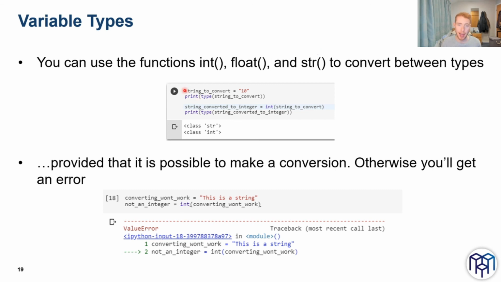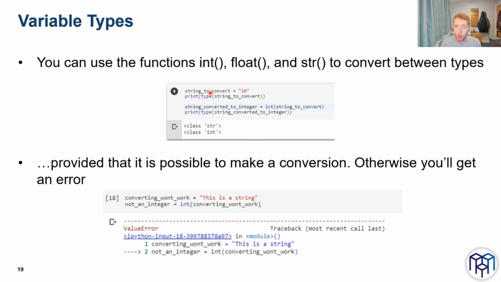For example, we might have a variable called string to convert with the value 10 in quotes. So this is the text 10, not the number 10. And the reason we would want to convert this is that we can't perform maths on the text 10. Like, what does it mean to add 3 to a word? It doesn't make any sense. We want to add 3 to a number. And so Python has to understand that this is the number 10 and not text. So if we print out the type of this, we see it has type of string.